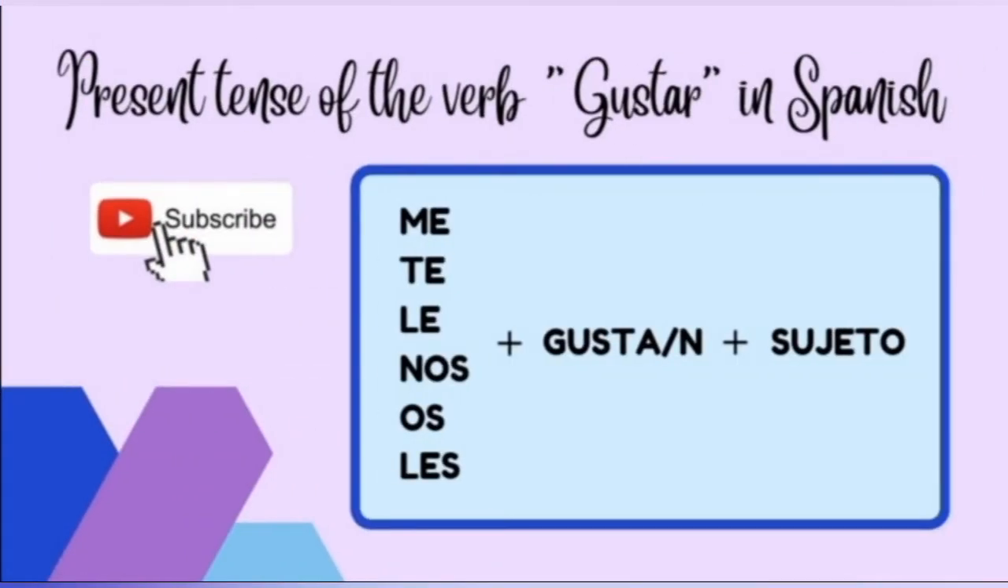Okay, I think it will be easier for you to understand it if I start analyzing how we use the verb gustar in a sentence in English first. It follows the basic common structure of any sentence, that is, subject plus verb plus object. For instance, I like lemons. I is the subject, like is the verb, and lemons is the direct object.